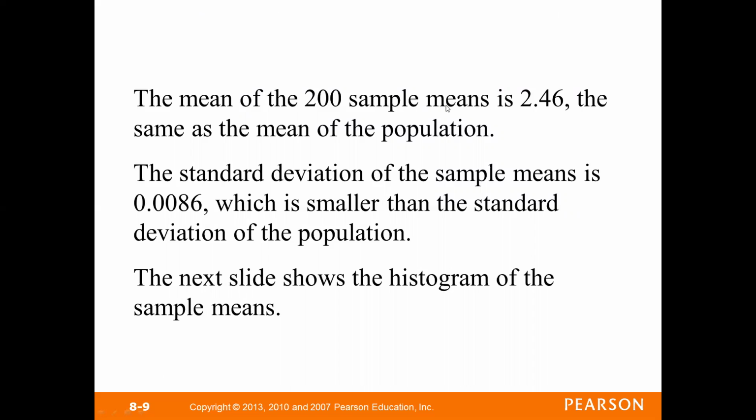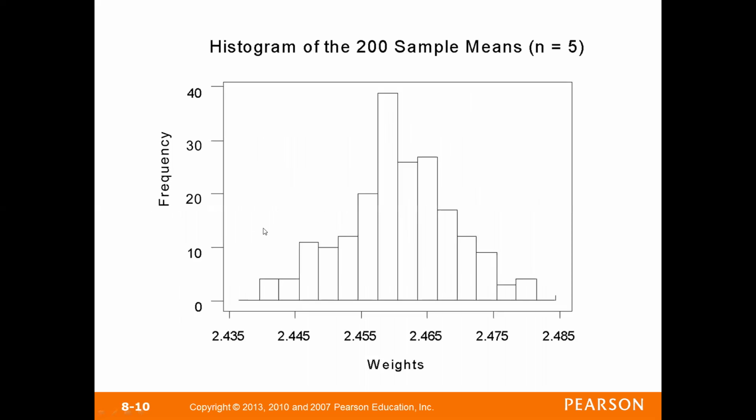Again, that shouldn't be a surprise, because each sample mean is approximating that population mean. So if we repeat this process a large number of times, the average I get from that process should match the population. But let's look at the standard deviation. The standard deviation of that set of 200 numbers is 0.0086, which is smaller than the standard deviation of the population. We'll talk about why that makes sense when we show the formula that gives the relationship. The next slide is our histogram of the sample means. Notice that it is somewhat bell-shaped.